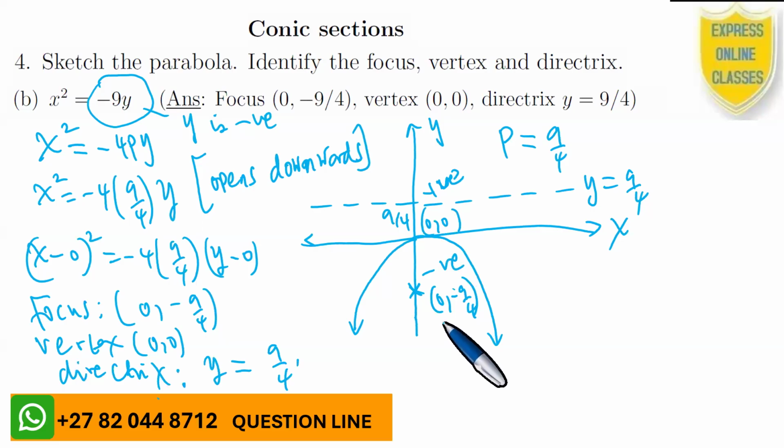So now think about this one and make sure you understand it. Make sure that you're able to understand it.